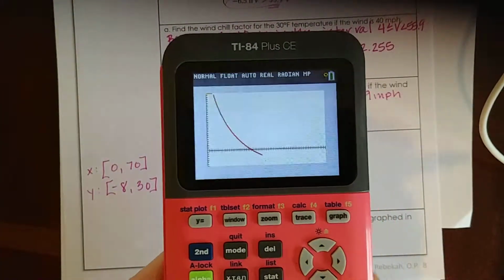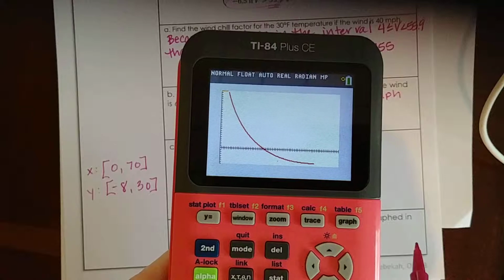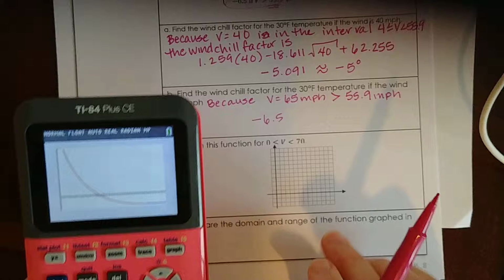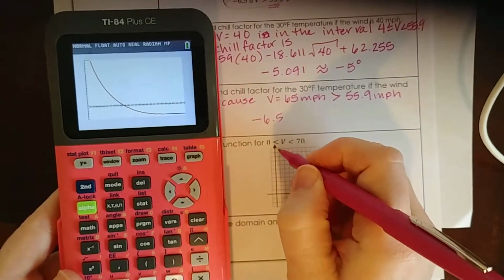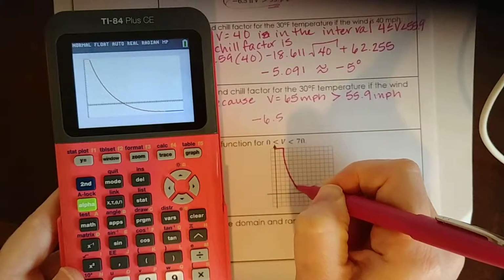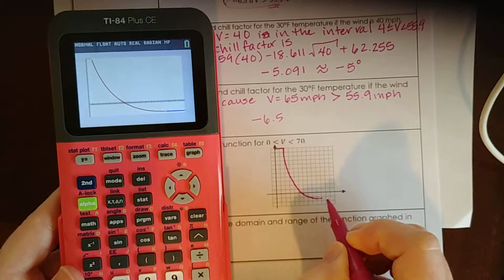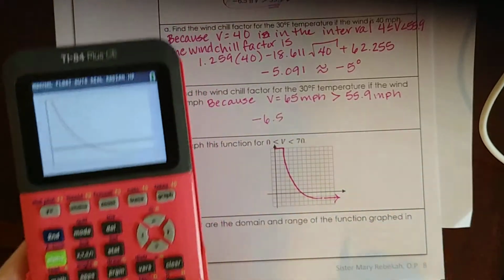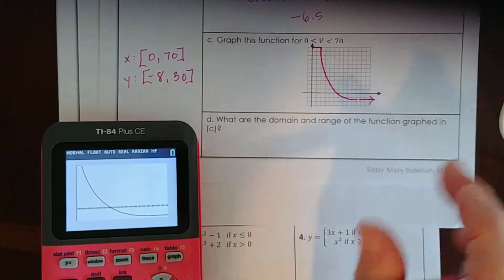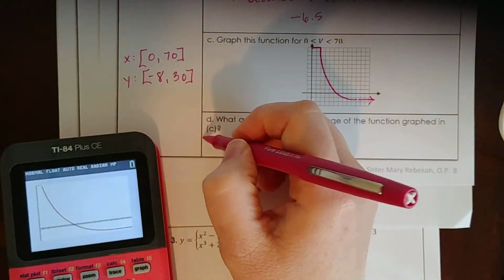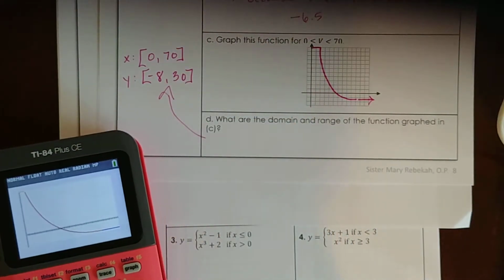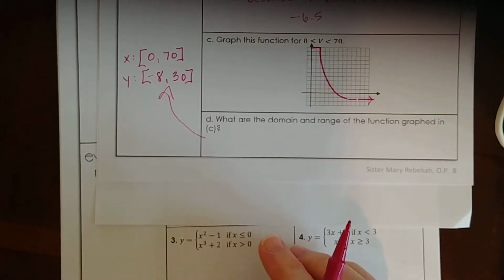All right, so let's take a look to see what this is going to look like. All right, so there's our piecewise defined function, okay, and it looks something like this. Okay, and then the domain and range in part C is right here. So the domain is 0 to 70 and the range is negative 8 to 30.